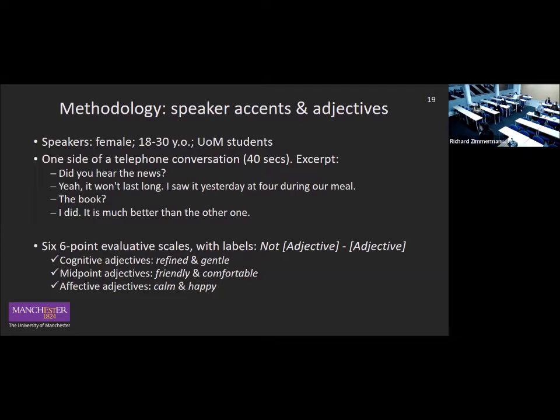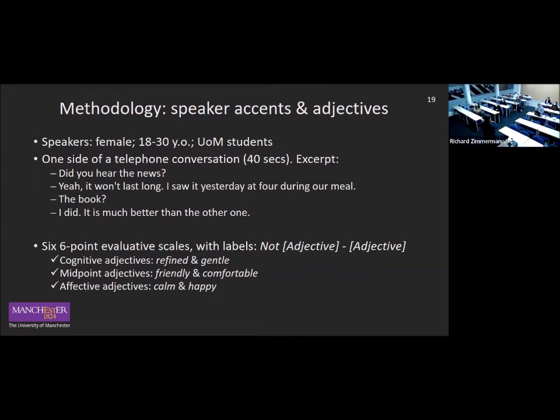After each of the recordings, we had the evaluative scales. So as I said, we had two cognitive adjectives, two midpoint and two affective ones. We find gentle, friendly, comfortable, calm, and happy. They also came from a pilot study, as I said before, in combination with the evaluative lexicon scores.